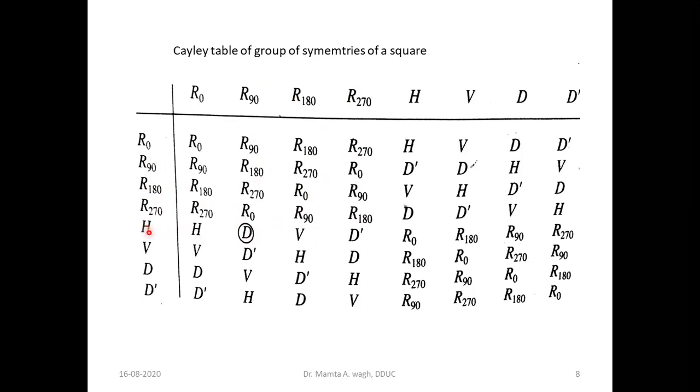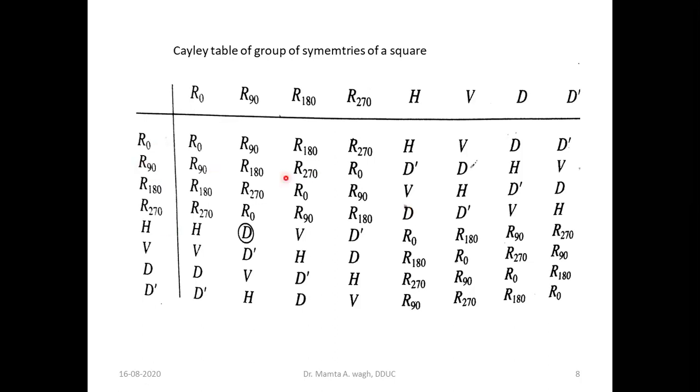Then H along with H, so H is the inverse of itself again. Then V, here you can see V is the inverse of itself. Then D, here you can see D is giving you R0, so D is the inverse of itself. Then D dash along with D dash gives you R0, so D dash is the inverse of itself. So we have seen in this Cayley table that every element has its inverse from that set only.